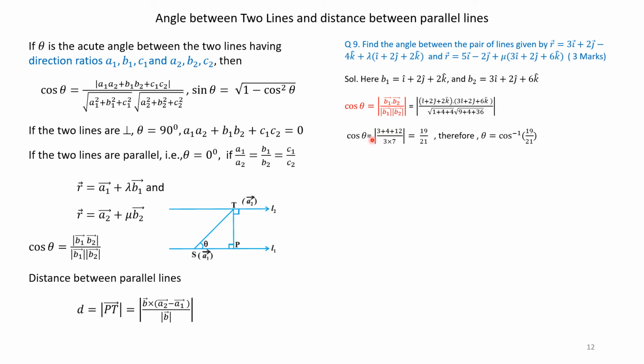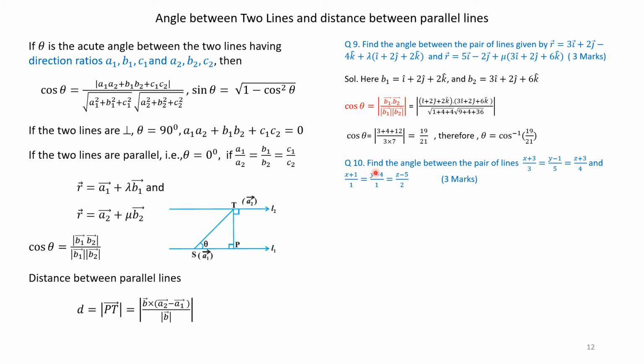Therefore, cos theta is equal to 3 into 1 is 3, plus 2 into 2 is 4, plus the coefficient of k, 2 into 6 is 12, divided by the square root of 9, which is 3, and 9 plus 4 plus 36 is 49, and the square root of 49 is 7. That is equal to 19 by 21. Therefore, theta is equal to cos inverse of 19 by 21. That is the angle between the two given lines. Please note the given equations in correct form. We will take up the next question.